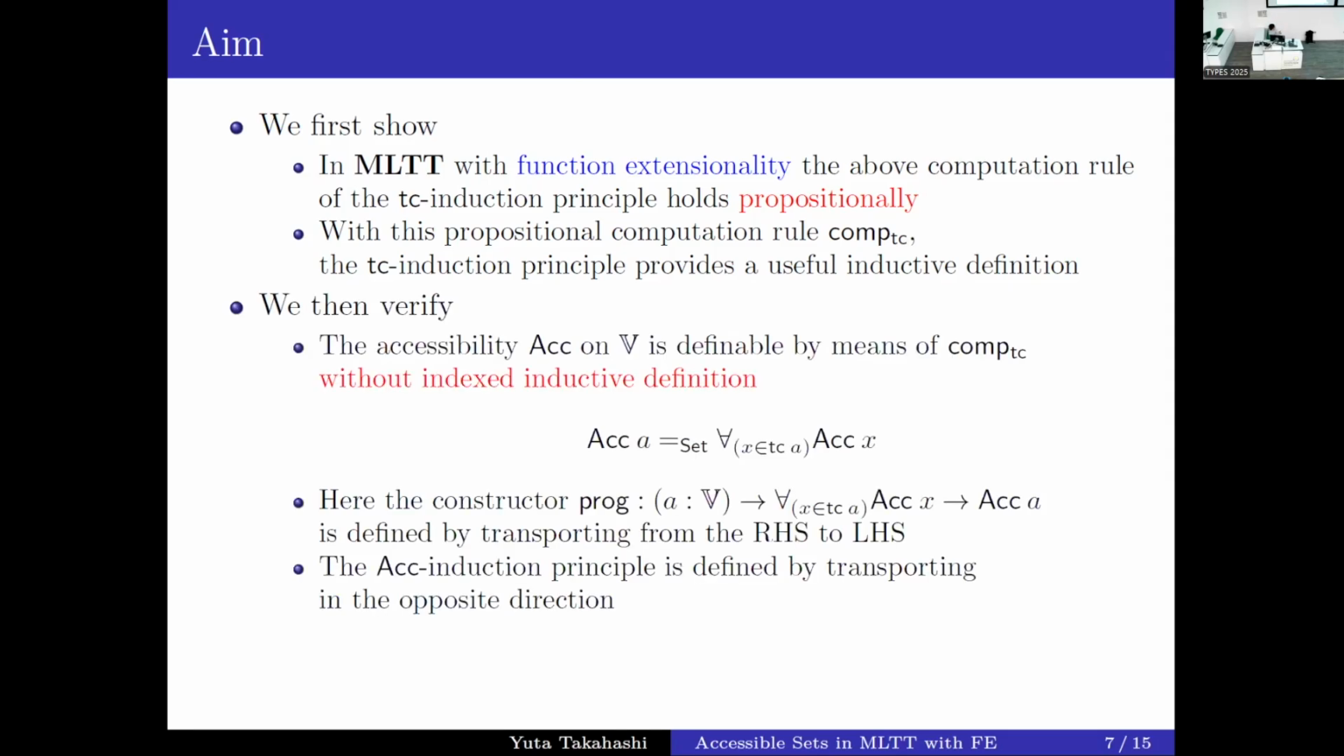Then we verify the accessibility arc on the cumulative hierarchy is definable by means of this propositional computation rule without indexed inductive definition. By using CompTC, we have this definitional equation for arc. Here, the constructor progressive is defined by transporting from the right-hand side to left-hand side. Then the arc induction principle is defined by transporting in the opposite direction.